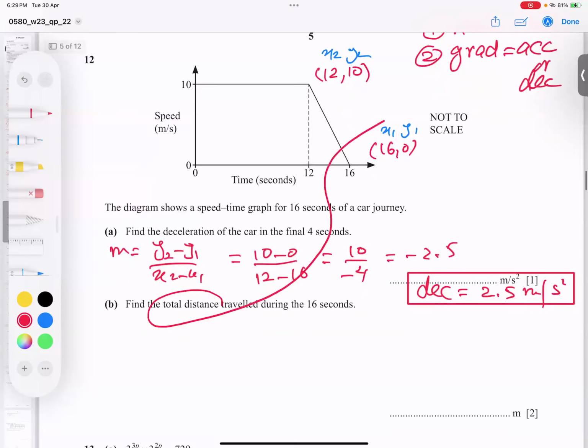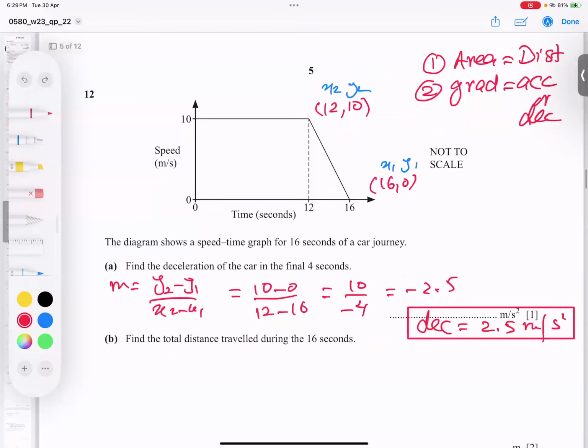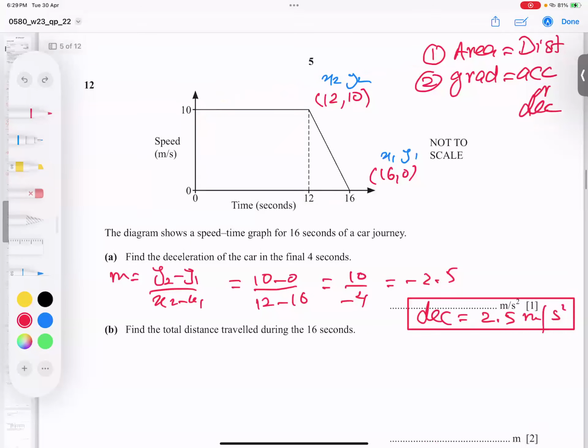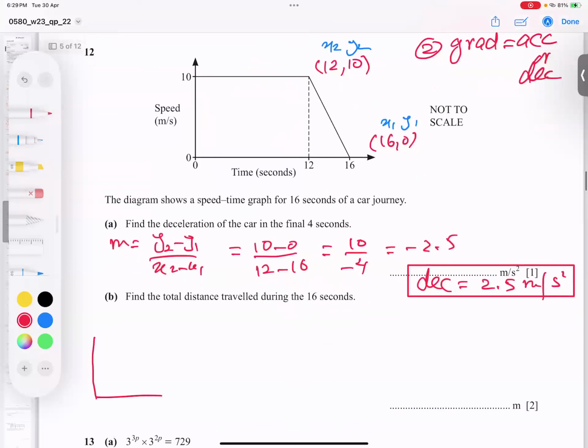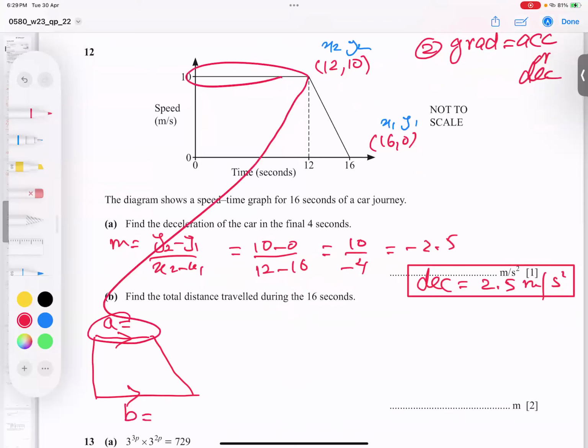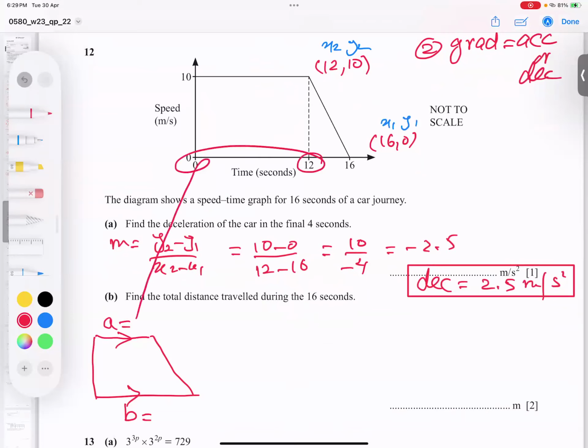Total distance traveled. As I said before, the distance is actually the area. So it's the area of a trapezium. When we have this kind of diagram, these two sides are parallel to each other. One is called A and one is called B. This gap, 12 minus 0, is 12. And this one, 16 minus 0, is 16. The gap between the parallel sides is 10, so the height is 10.